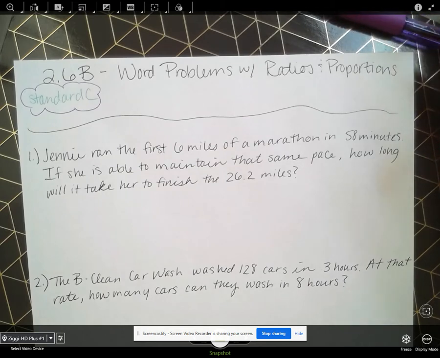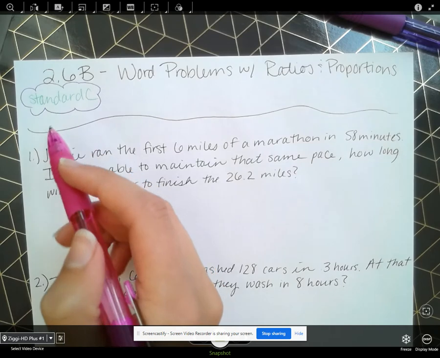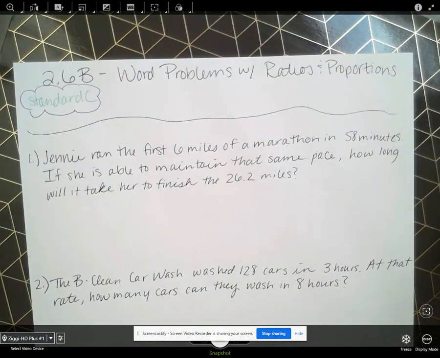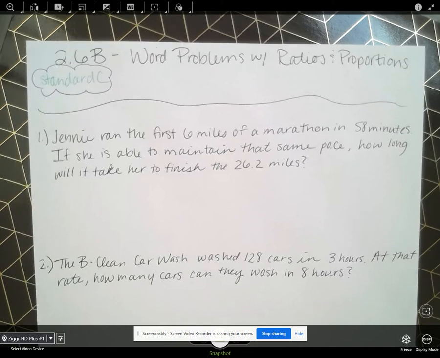All right. So, we're going to be looking at 2.6b. We're still in Standard C, and we're going to look at word problems that have to do with ratios and proportions. So those definitions I gave at the end of the last video will pop up today. So let's just dive right in.